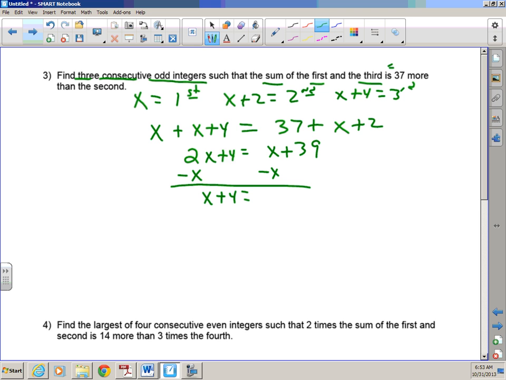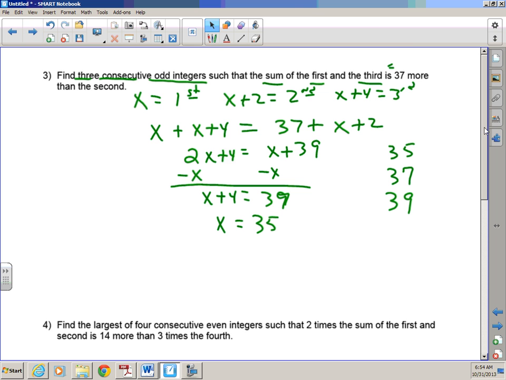x plus 4 equals 39. Subtract 4. X is 35. So I get 35, 37, and 39. Okay, and then you can check your answer by substituting back in. Okay, let's go down to the next one.